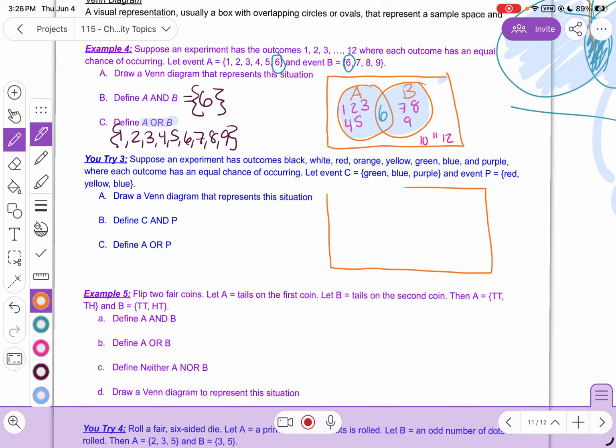Okay, so we know we have a Venn diagram. We know we have 2 circles with a C and a P. So green, blue, purple, red, yellow, blue. The only thing that's the same is blue. So we're going to put blue in here. That's the same. C also has green and purple. P also has red and yellow.